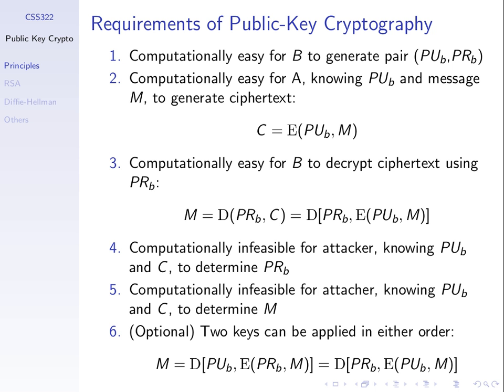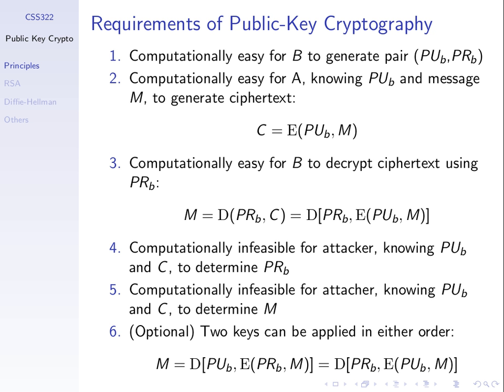And similarly from the receiver's perspective, it should be easy to decrypt something if you have the correct key. If something is encrypted with the public key of B, then B should be able to easily decrypt it as they know the private key of B. So the encryption operation should be computationally easy, as should the decryption operation. To make the algorithm practical, these requirements must be met.